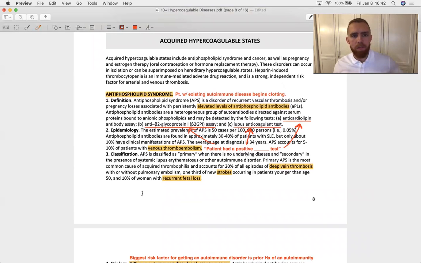Sometimes, however, a disease process may result in coagulopathy, thrombophilia, the tendency to clot. And now we're going to talk about a few of those acquired processes.